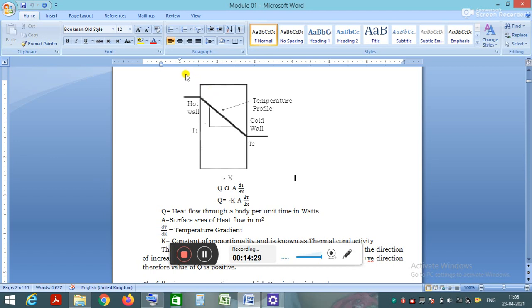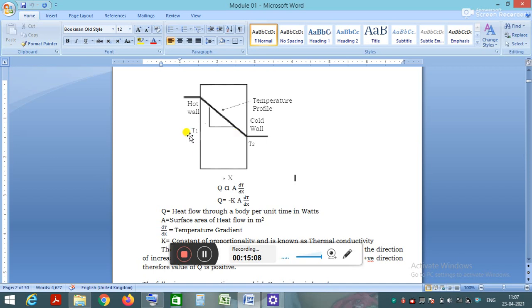We need to consider the area which is perpendicular to this direction of heat transfer. The rate of heat transfer through a homogeneous solid is directly proportional to the cross-sectional area which is perpendicular to the direction of heat transfer, and it is also directly proportional to the temperature difference across the solid, which means it is directly proportional to the temperature difference between which the heat transfer is taking place.